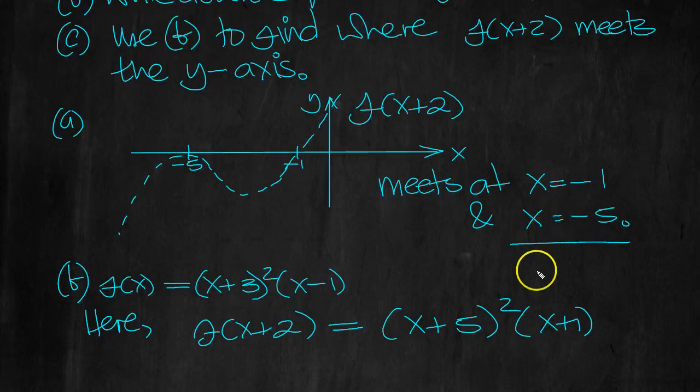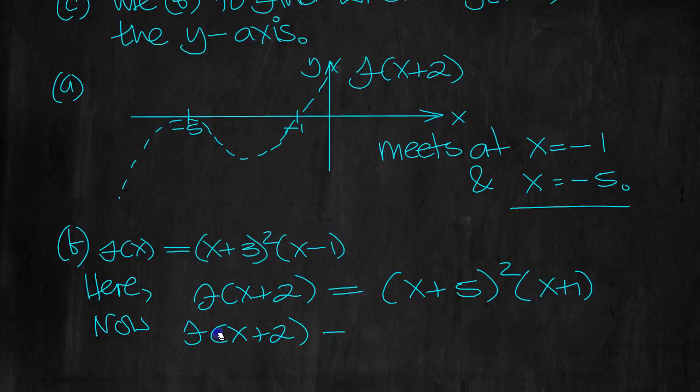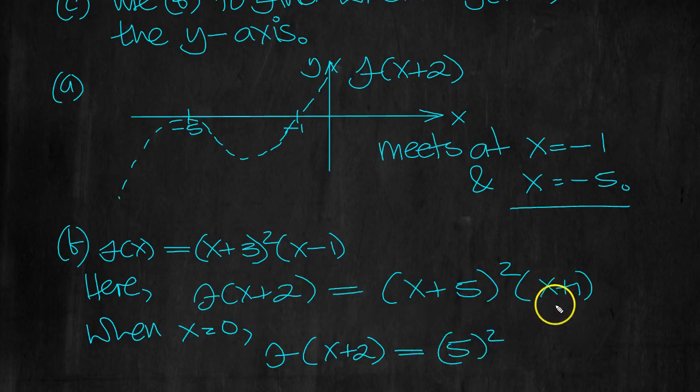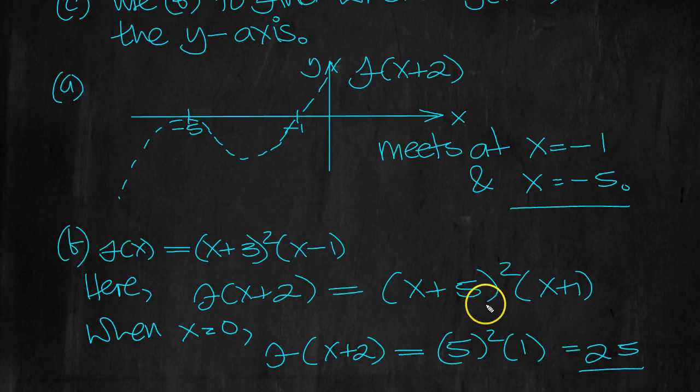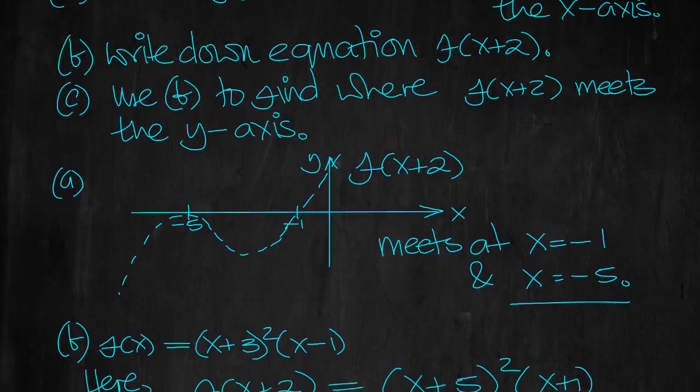Use B to find where f of x meets the y-axis. So when does this meet the y-axis? Well, when x is 0. Now f(x+2) is equal to, now meets the y-axis when x equals 0 is what we want. So let's put that down. When x equals 0, f of x plus 2 is equal to, put 0 in here, 5 squared. And then we've got 5 squared, 0 in here times 1, which is 25. So, a bit worried about that. But no, that's what it is, 25. That's fine. That's where it meets 25. Okay, good.